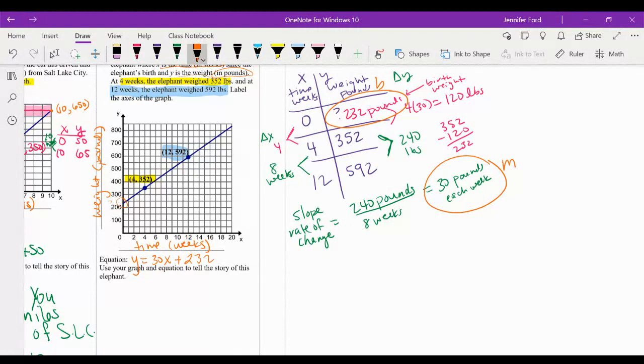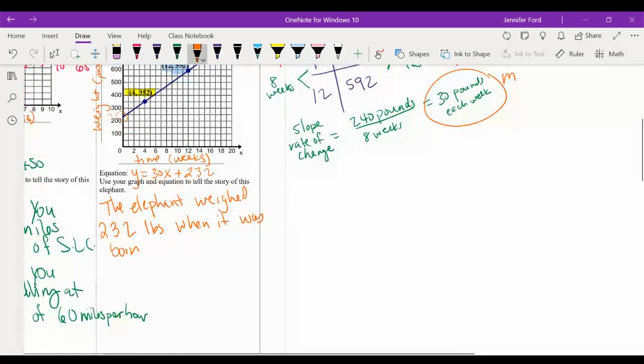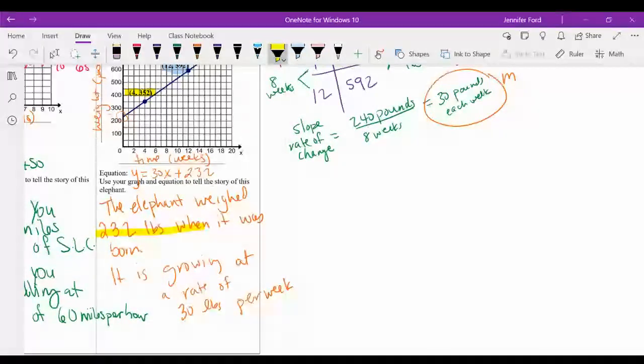So the graph and the equation tell the story of this elephant. There are two important parts of the story that must be there. Anything else is extra and delightful. So the elephant weighed 232 pounds when it was born. It is growing at a rate of 30 pounds per week. Okay, those are the two things I would want to see. It's 232 pounds when it was born. It's growing at a rate of 30 pounds per week. And then there's the equation. All right, cool.